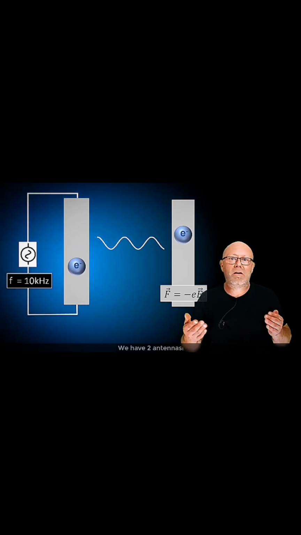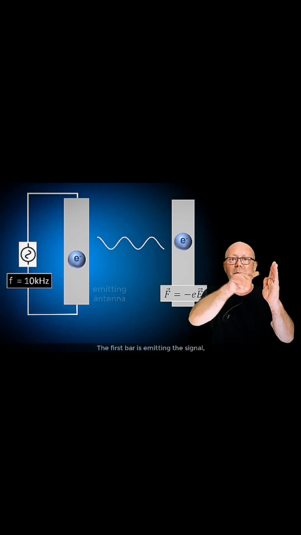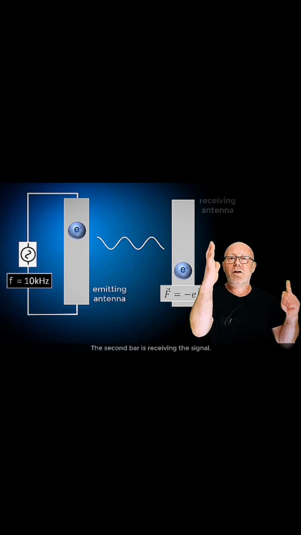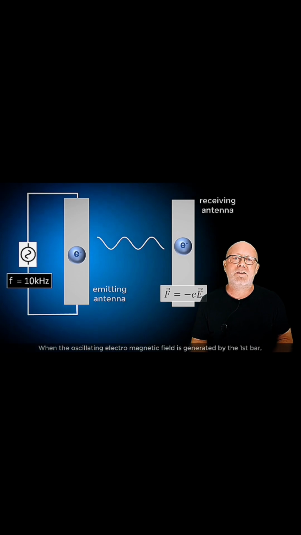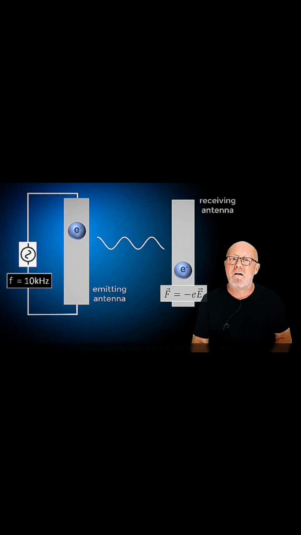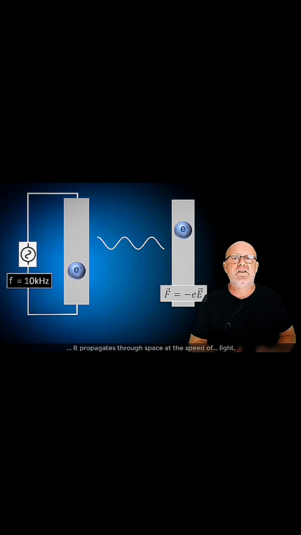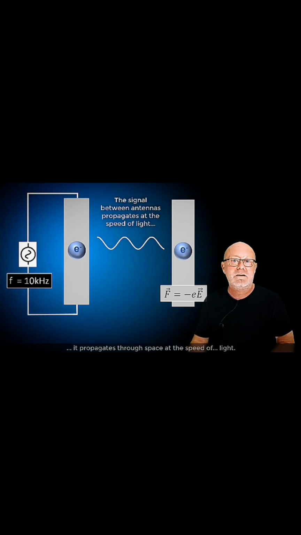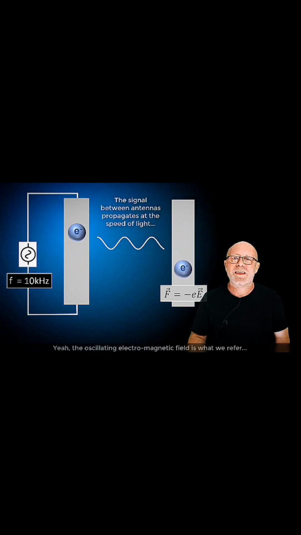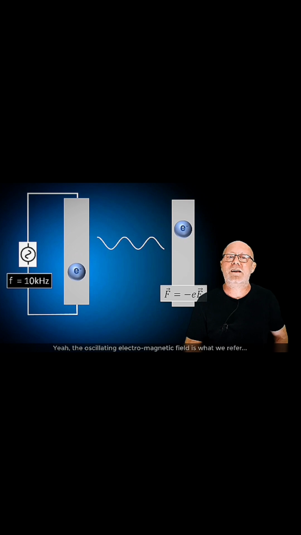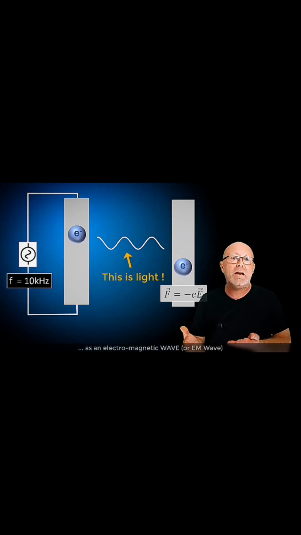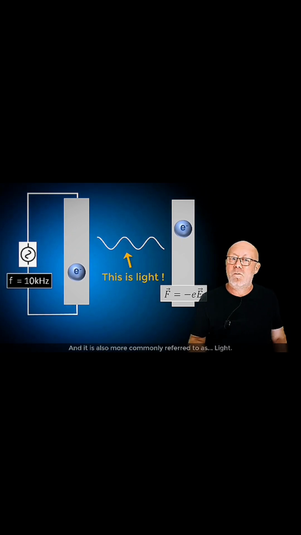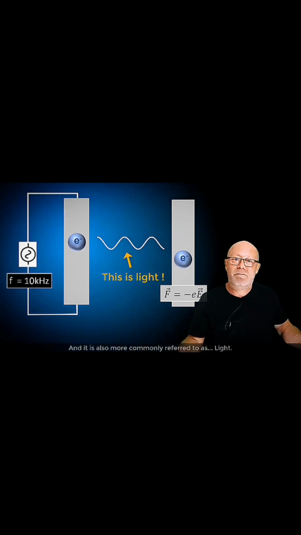Yeah, we have two antennas. The first bar is emitting the signal. The second bar is receiving the signal. When the oscillating electromagnetic field is generated by the first bar, it propagates through space at the speed of light. The oscillating electromagnetic field is what we refer to as an electromagnetic wave or EM wave. And it is also more commonly referred to as light.